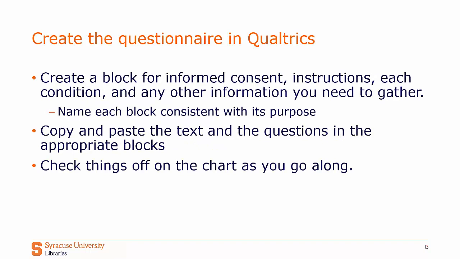So first you want to create the questionnaire in Qualtrics. Create a block for the informed consent, any instructions you have for each condition, and any other information you might need to gather. Name each block consistent with its purpose. Then you can copy and paste the text and questions into the appropriate blocks in Qualtrics, and check things off on the chart as you go along.